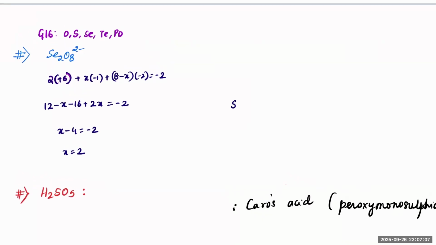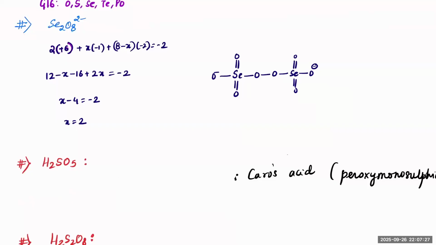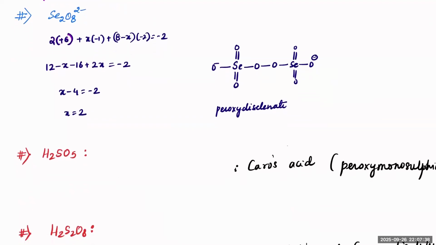So that's why selenium with oxygen, oxygen with another selenium, with double bond O, double bond O, O minus, double bond O, double bond O, and O minus. Clear? So name is peroxy diselenate. Peroxy diselenate.